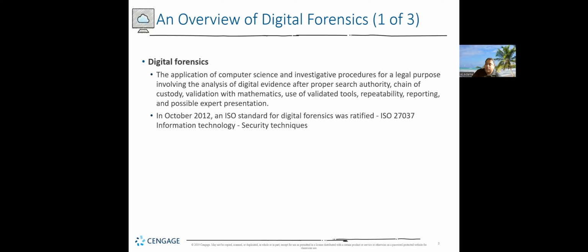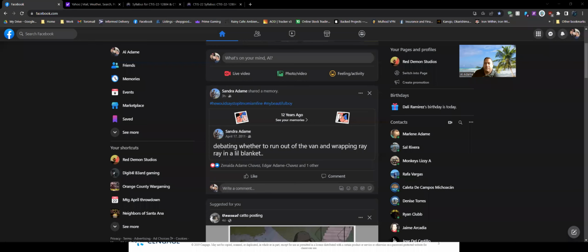So October 2012, over 10 years ago now, time flies, right? The ISO standard for digital forensics was ratified, ISO 27037, information technology security techniques. ISO, I believe, is a standard operating procedure. Give me 2 seconds and I will tell you what that means.